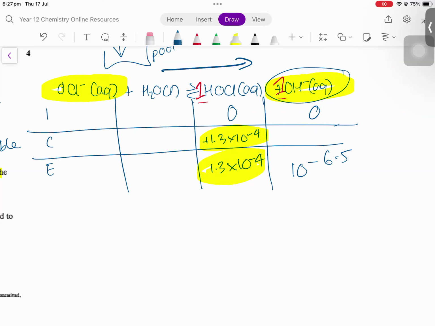HOCl is on the right. It's plus 1.3 by 10 to the minus 4. What's the change for OCl minus on the left? Minus 1.3 by 10 to the minus 4. Now, here's the thing though. You've got two things missing. The change honestly isn't that helpful for me unless I know one of the other boxes.